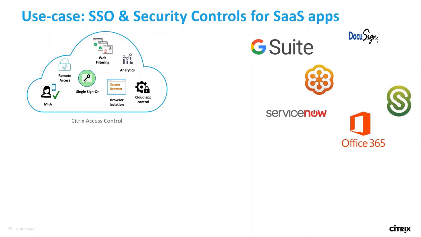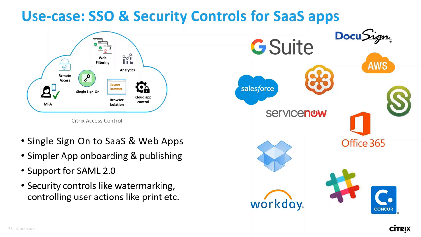We're also going to talk about some of the main use cases of the Access Control Service, which are single sign-on and enhanced security controls for SaaS apps. Single sign-on provides a single pane of glass for end users to log in once and have access to all of their apps in one place. Having just one login and password to manage greatly improves the user experience and helps admins keep control over identity. Also, from an admin standpoint, you're able to layer policies on top to control the access the user has while accessing their SaaS app. These include things like watermarking, restricting copy and paste, printing, and even restricting downloads.